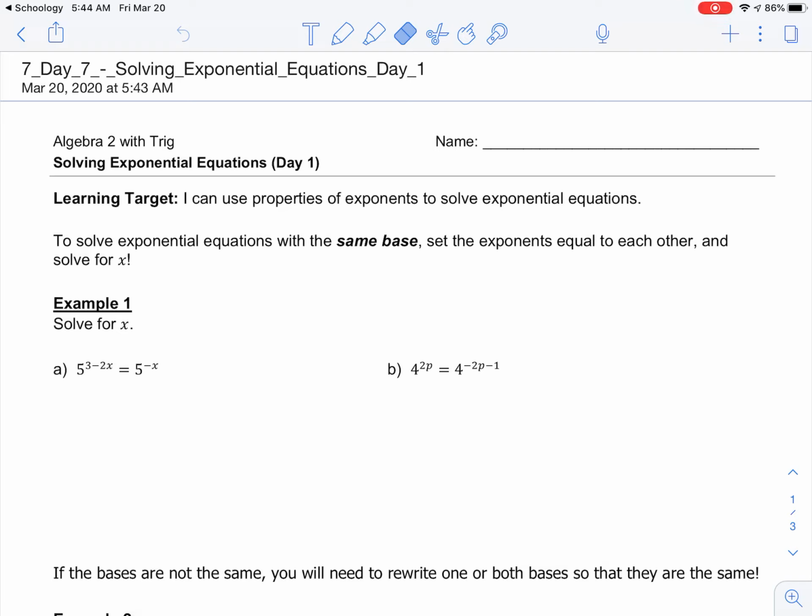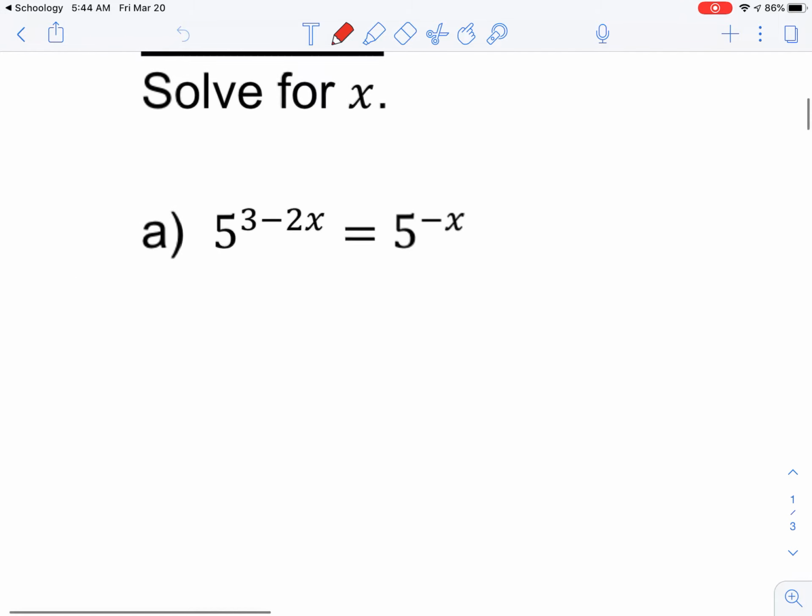Today we're going to be solving exponential equations. We will focus on getting the same base today, and then tomorrow we'll learn different methods. So when you are solving an exponential equation, if both sides have the same base, all you have to do is set the exponents equal to each other. The reason why is if the bases are the same, the exponents have to be equal.